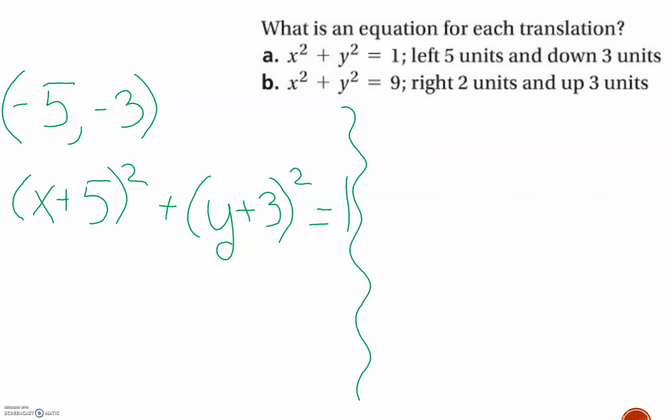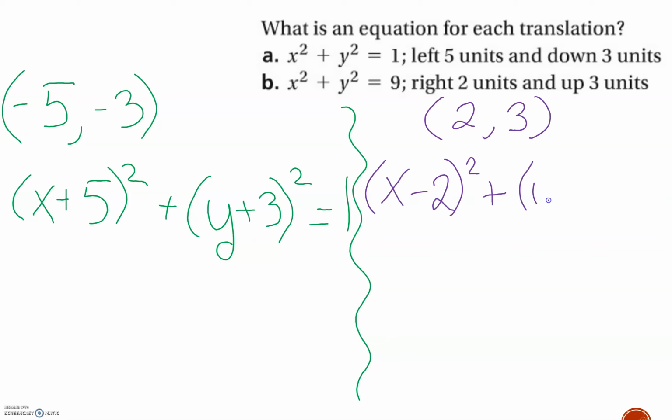Now in part B, we're told that we're going right 2 units and up 3 units. So right 2 would be 2. Up 3 would be a positive 3. So this is our value for h and k. If we were to plug that into our equation, we would get (x − 2)² + (y − 3)² = 9. So that 9 stays the same.